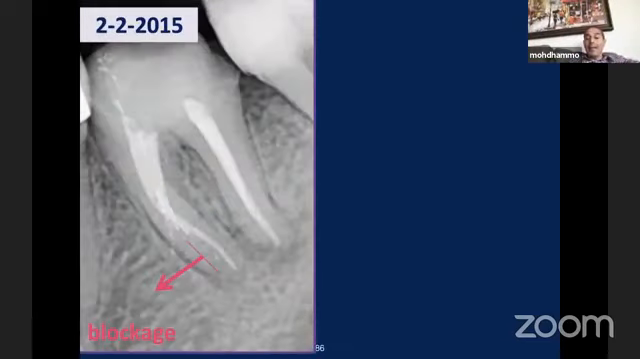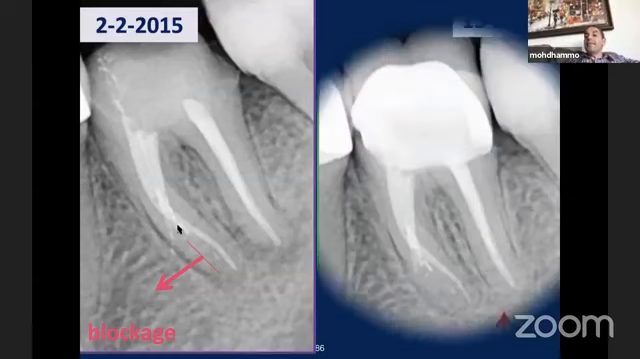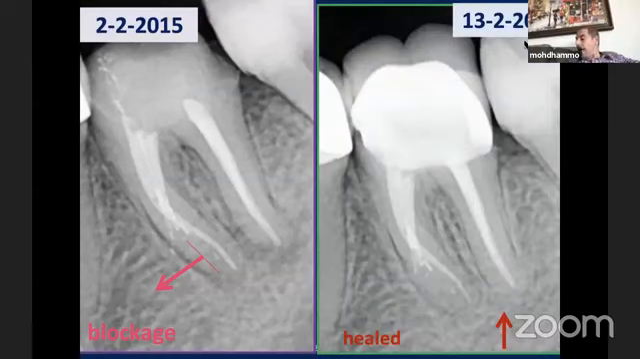So after three visits, I could bypass one of them. I could not bypass this one. And the perforation was sealed with zinc oxide eugenol here. Now let's see the follow-up after how many years? After three years, you can see here complete healing, and we could save this tooth. So two advices: first, believe in yourself, you can do it. Second, don't give up, and I wish you the best.